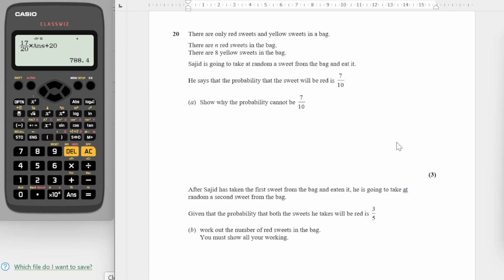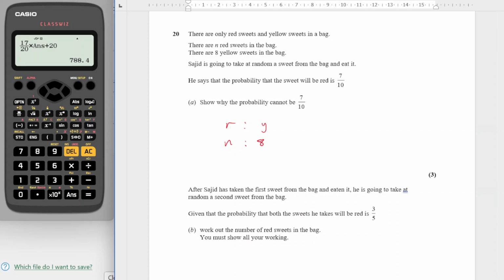Okay. So if I look at this as a kind of a fraction for now, ratio for now. So we've got n and yellow. Sorry, we've got red and yellow. Red and yellow, we've got n red sweets and 8 yellow sweets.